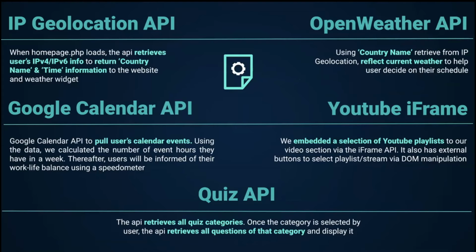An IP geolocation API retrieves our geolocation from the IP and sends it to the Open Weather API to return weather conditions. The Google Calendar API provides us with calendar functionality and the user's calendar data. YouTube iframe embeds YouTube videos and retrieves the playlists via DOM. Finally, the Quiz API retrieves quiz questions, answers, and categories from the Open Trivia database.